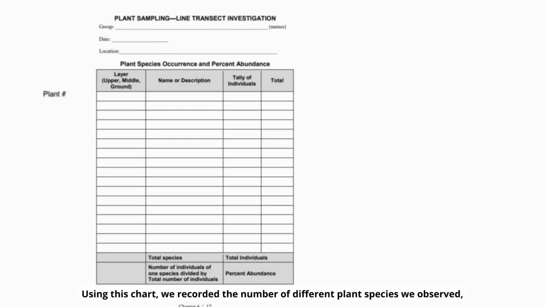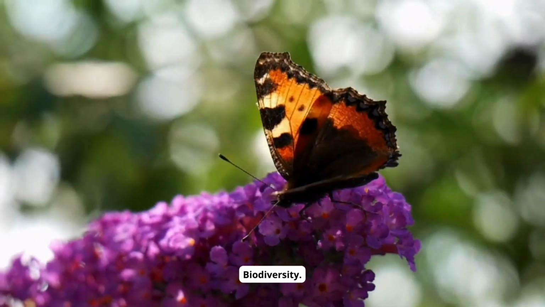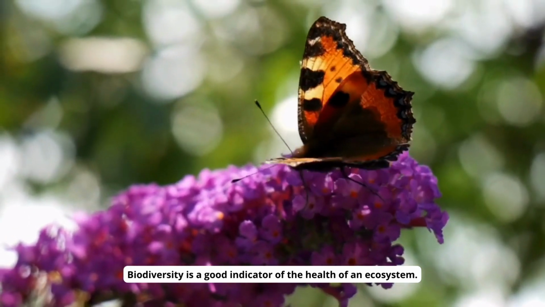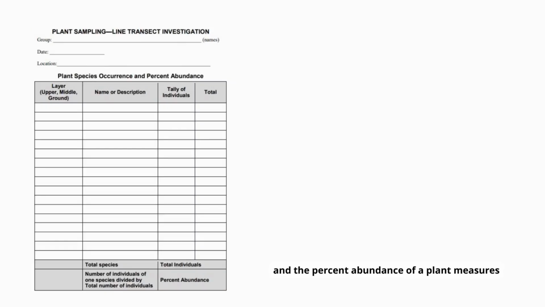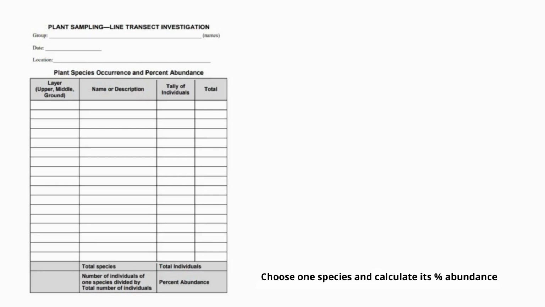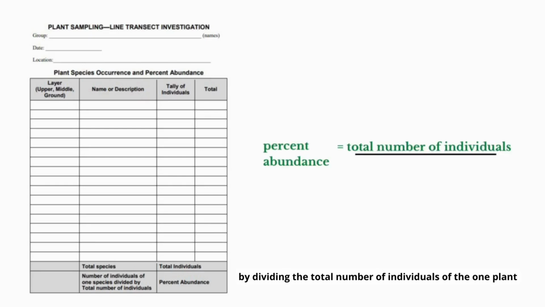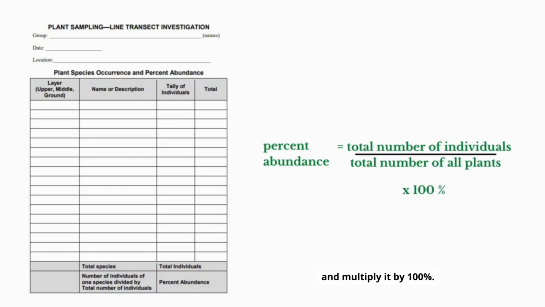Using this chart, we recorded the number of different plant species we observed and how many there were of each kind. This concept is known as biodiversity. Biodiversity is a good indicator of the health of an ecosystem. Total species is represented by the number of separate columns you've filled in, and the percent abundance of a plant measures how common or rare it is compared to all other plants in its environment. Choose one species and calculate its percent abundance by dividing the total number of individuals of the one plant by the total of all plants and multiplying it by 100%.